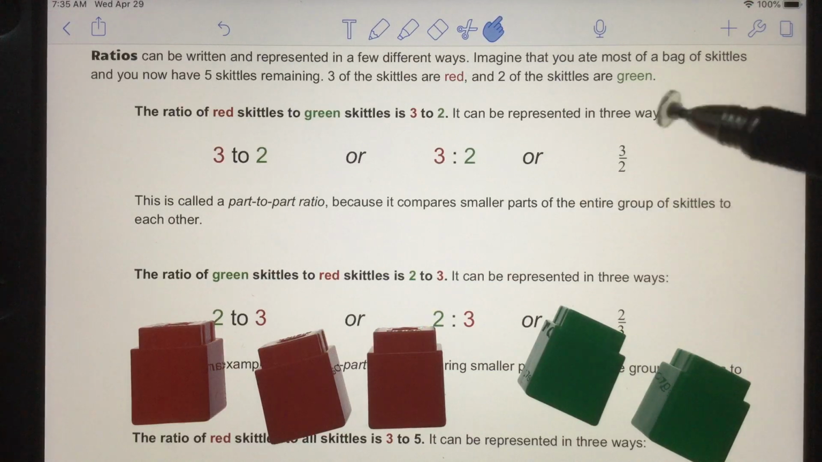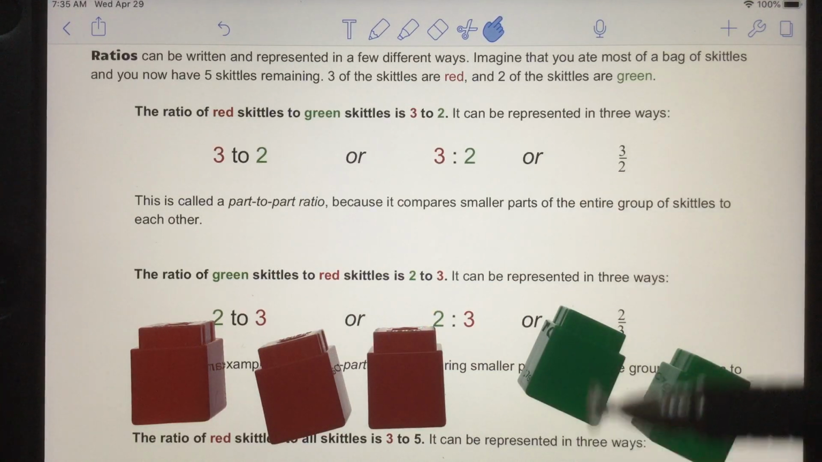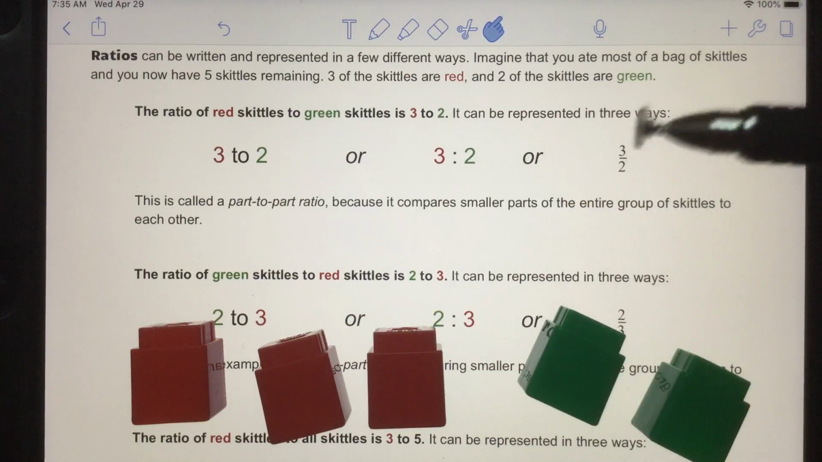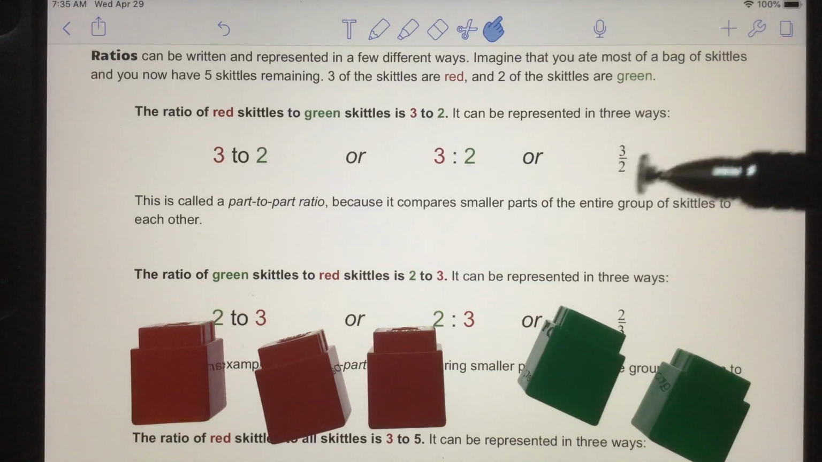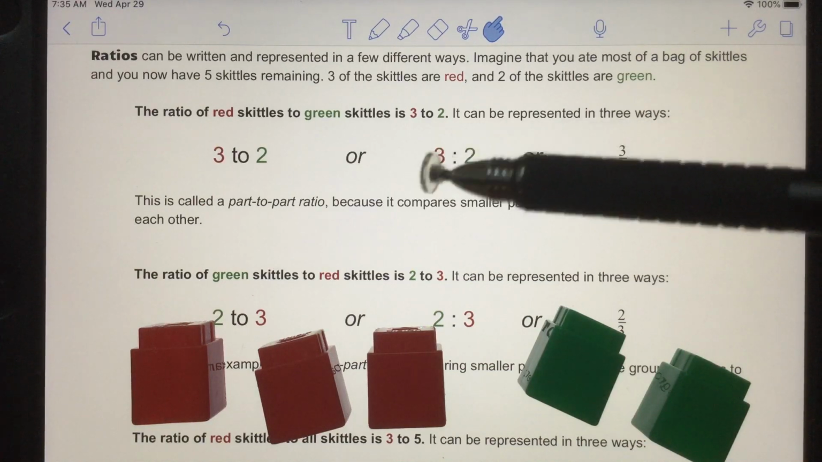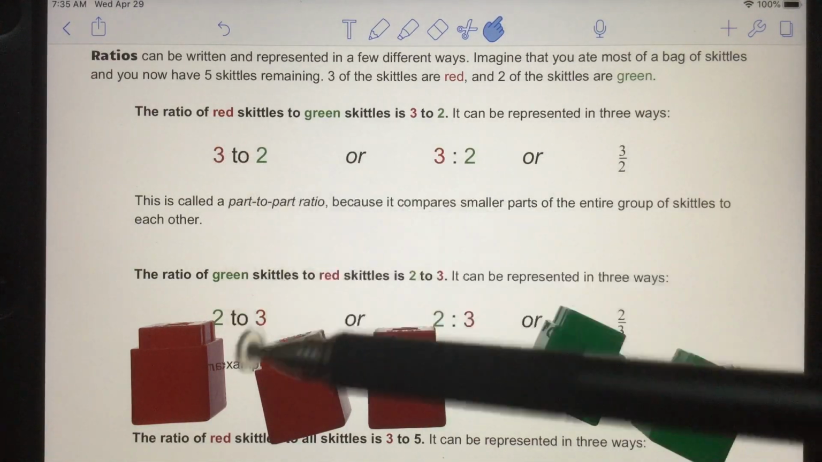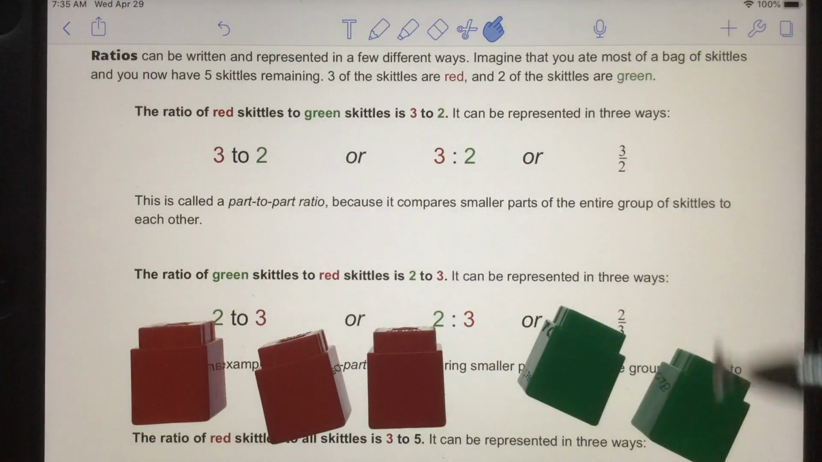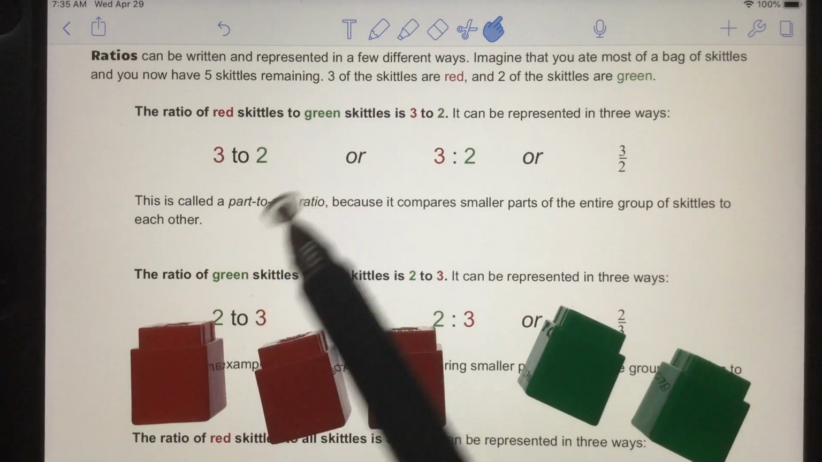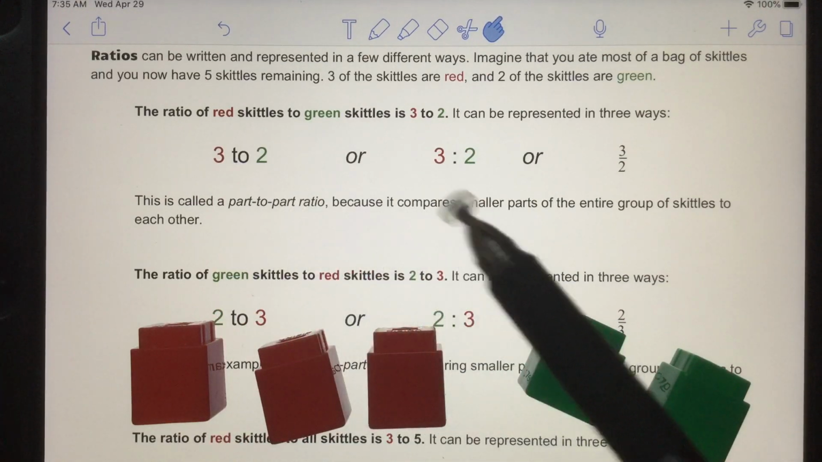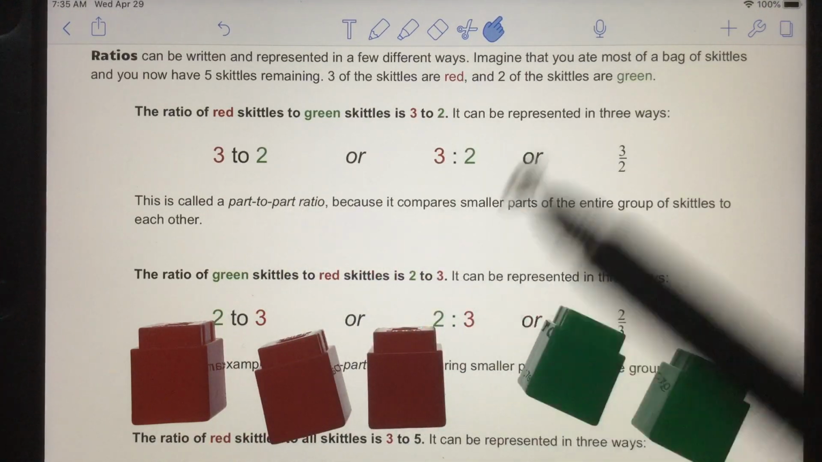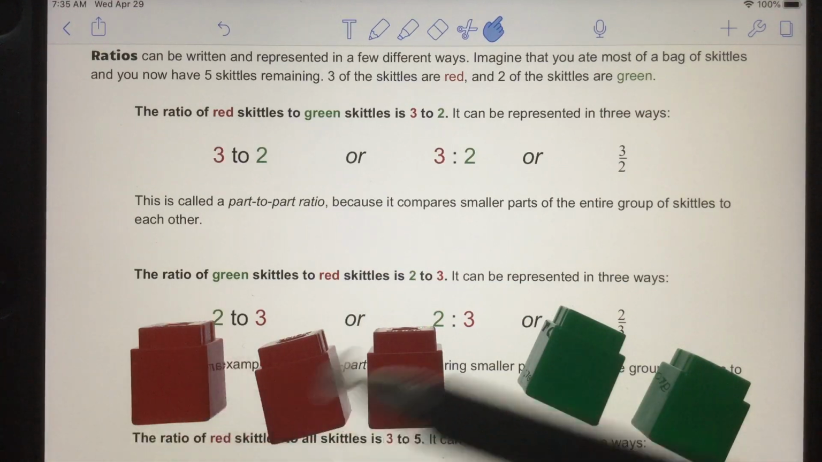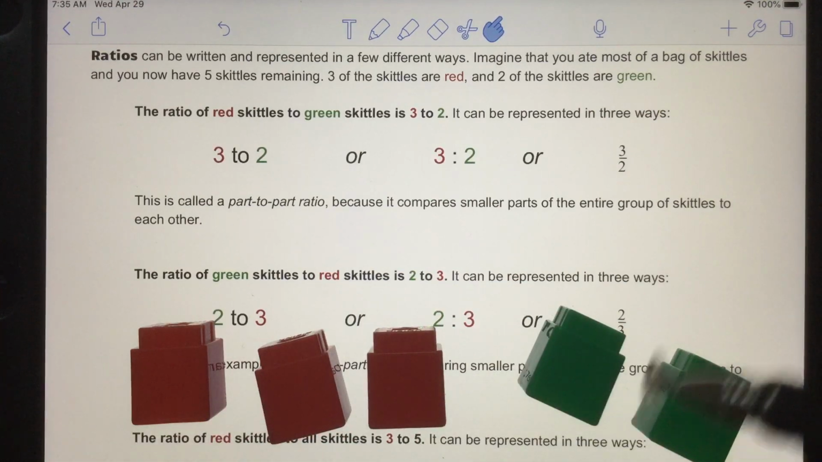Or, remember what I said, it's a comparison of two quantities using division, like a fraction. So this is 3 to 2. I would read that the same way. So whether it's written as a fraction or with the colon or with the word "to," it's always read out loud the same way, 3 to 2. And now this is called a part-to-part ratio because we're comparing smaller parts of that entire group of Skittles to each other, 3 reds to 2 green.